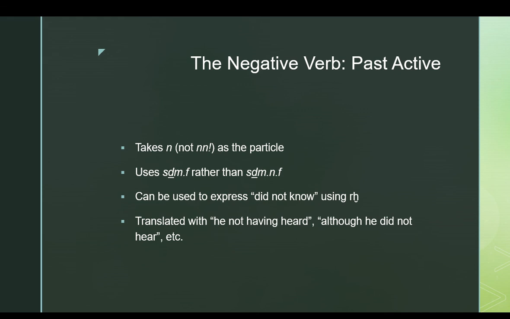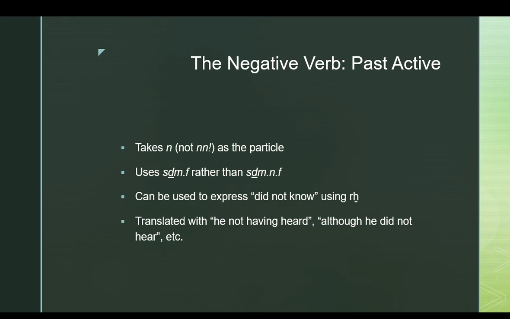The past form uses sedjem.f rather than sedjem.n.f. This is, as you will remember, much like the passive of the circumstantial, where the rules are kind of flipped with which one gets the n and which one just has the dictionary form.